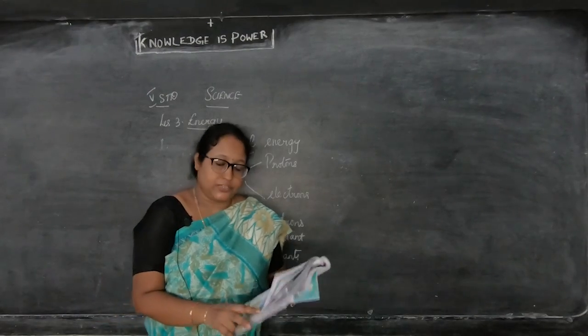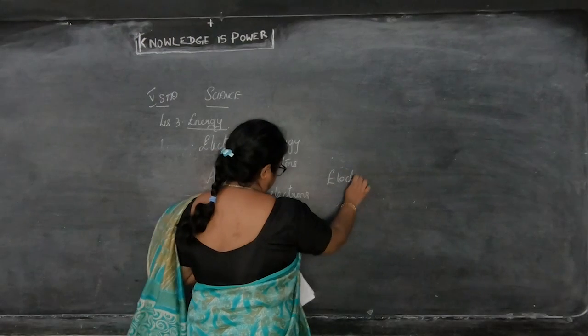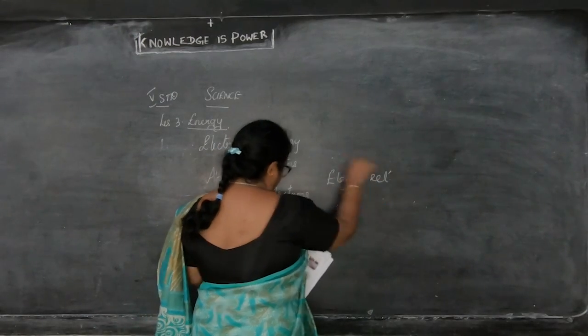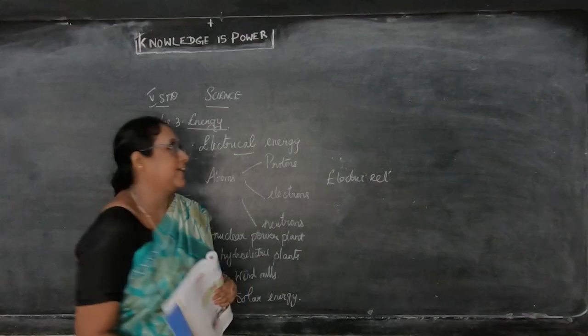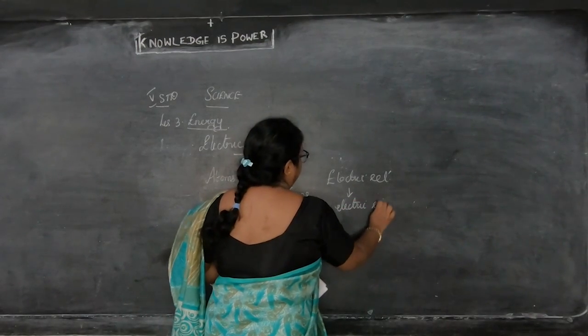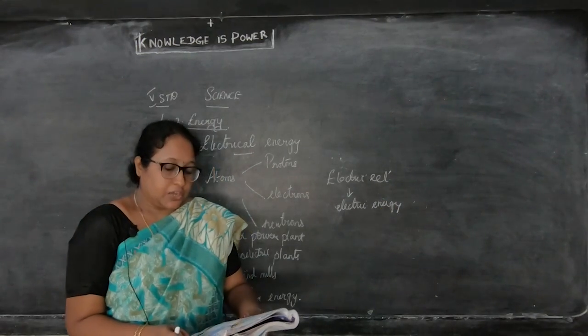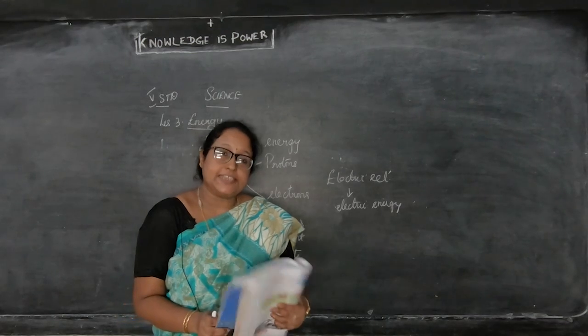Now do you know, they have asked about the electric eel. So electric eel is a fish. Okay, electric eel, what it does, it generates electric energy. Electric eels generate electric energy and use it to defend themselves against their predators.